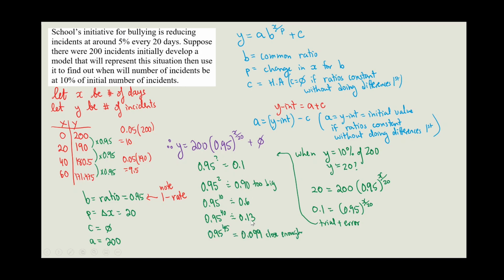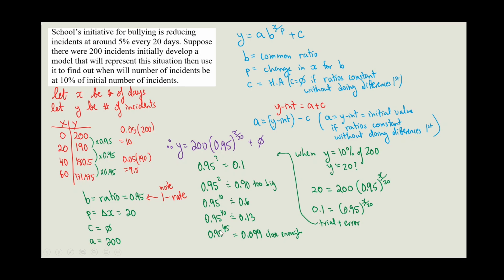But maybe you might think, well, that's still not close enough. So you could try a few more numbers. I tried 45 as an exponent, and this gave me 0.099. And if you round that, that will be 0.1. And I think that's pretty close, good enough for us.